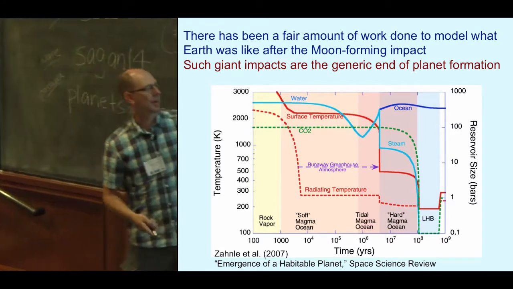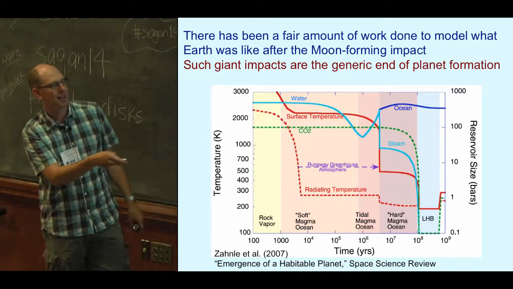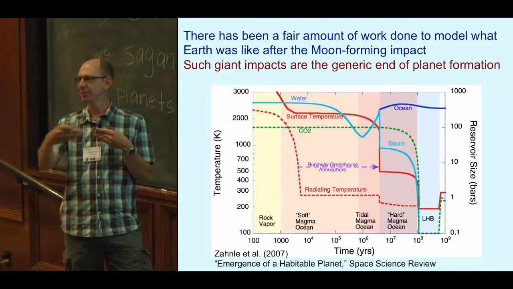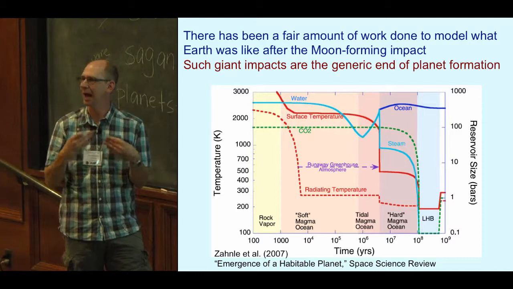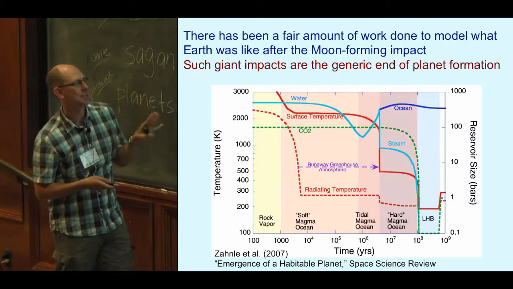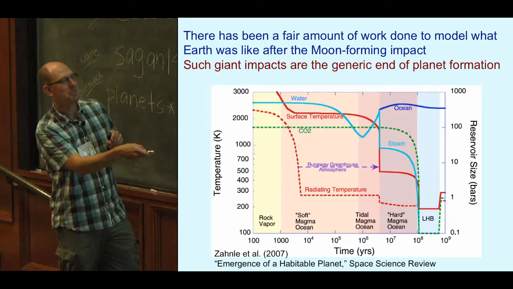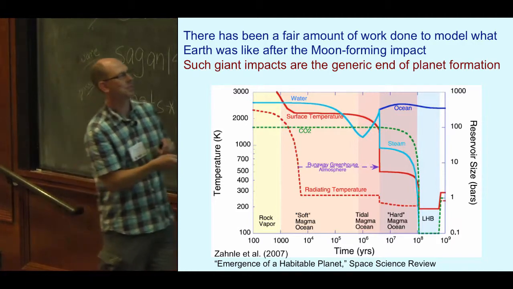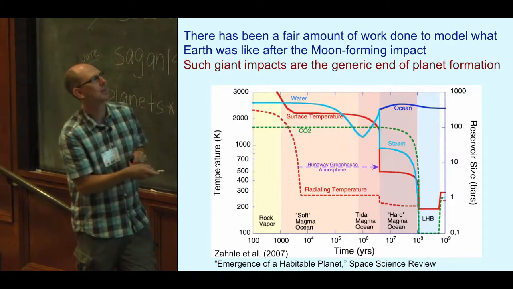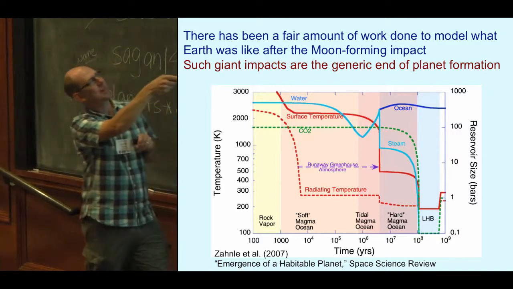So this is a really nice paper by Kevin Zahnle and his collaborators, Zahnle et al., called Emergence of a Habitable Planet. It's in Space Science Reviews. I really recommend it. It looks at Earth after the moon-forming impact, and then the first billion years or so, and how the Earth came to be a habitable environment. And so this is a somewhat complicated diagram, but there's a few things I want to point out. This is time from 100 years out to 1 billion years, many orders of magnitude. We've got a rock vapor surface, a soft magma ocean, a hard magma ocean. This is temperature in Kelvin. And so you can look at the surface temperature here.